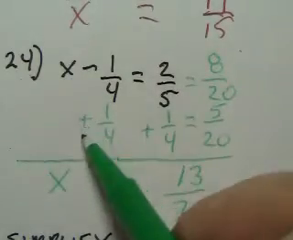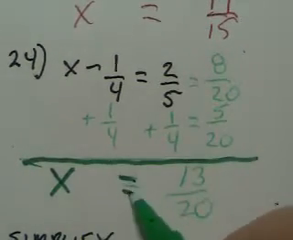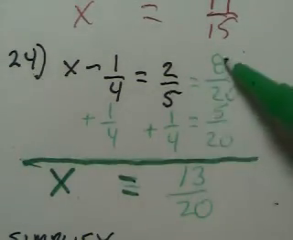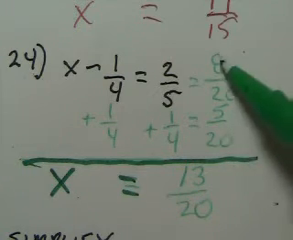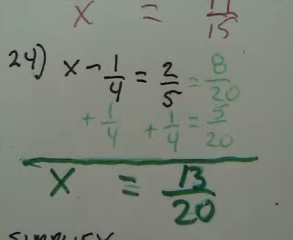Not too sure if you can see that or not, but I added 1/4 to both sides. And that gave me 8 over 20 and 5 over 20. 8 and 5 is 13. The answer is 13 over 20.